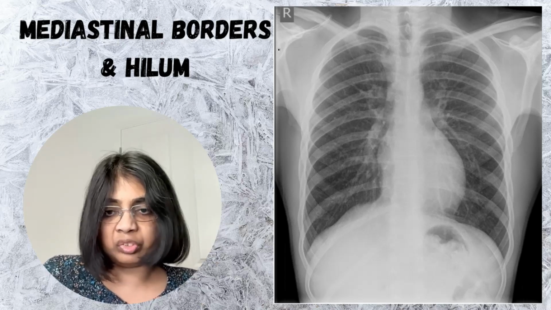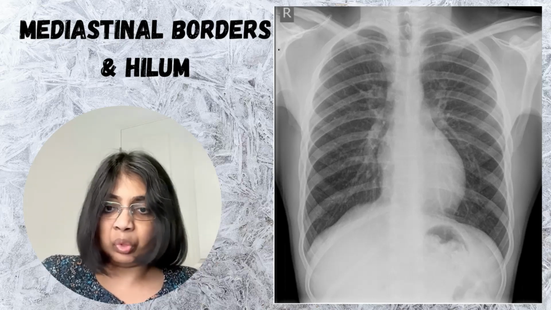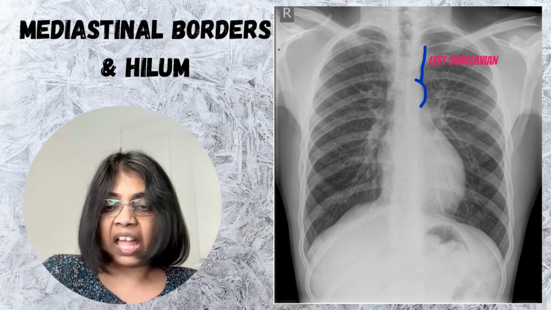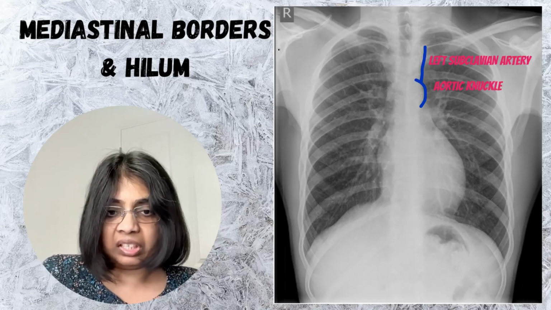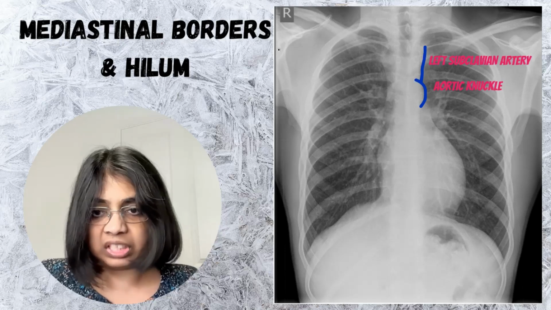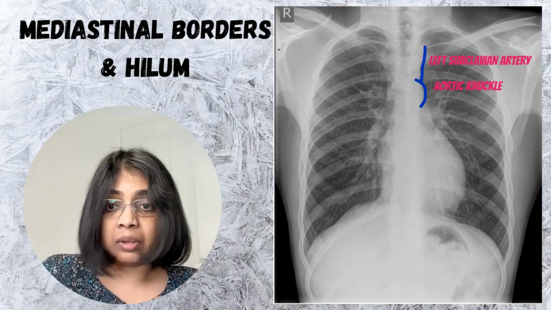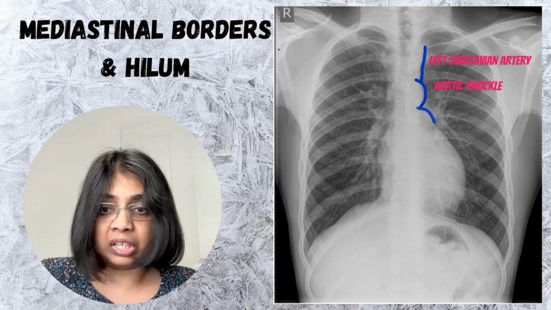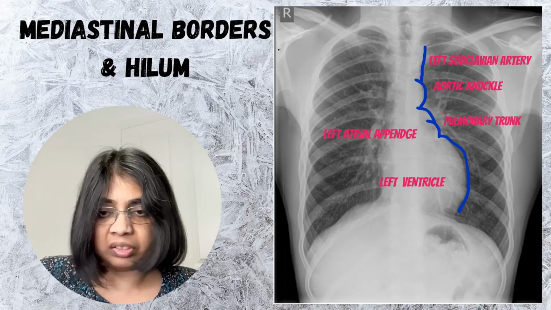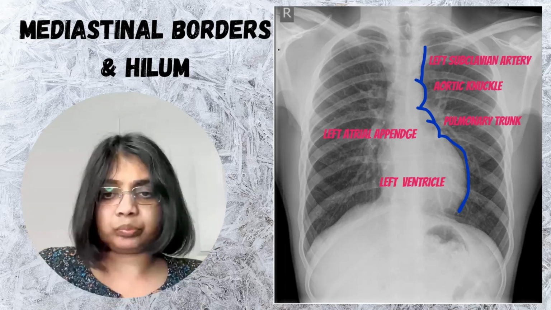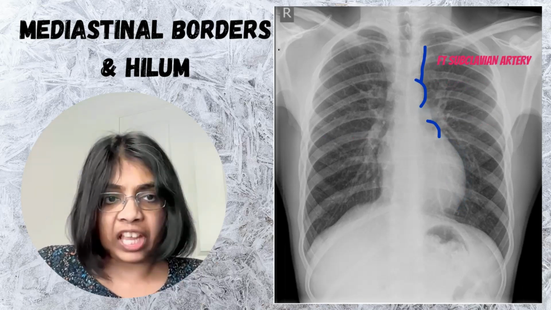Now, moving on to the left-hand side. The first structure that makes up the border on the left is the subclavian artery, and if we extend inferiorly, the next knuckle that we see is the aortic knuckle, or the arch of the aorta, and below that you've got the pulmonary trunk. The border between the aortic knuckle and the pulmonary trunk is known as the AP window. Okay, so the AP window typically has a concave border.